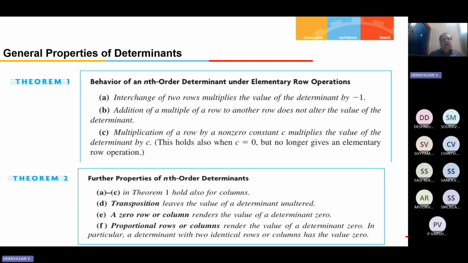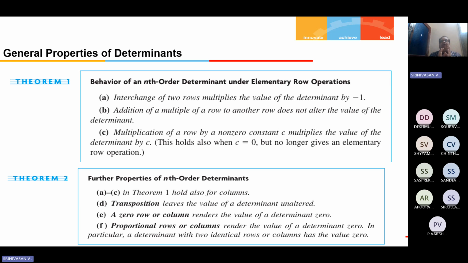Now you can formulate out of those practical examples some results to be the properties. So the moment you see, you will be able to immediately give the answer. For example, what is the first one? Interchange of two rows, or two columns, multiplies the value of the determinant by minus 1. Multiplies the value of the determinant by minus 1 means there is a change in sign.